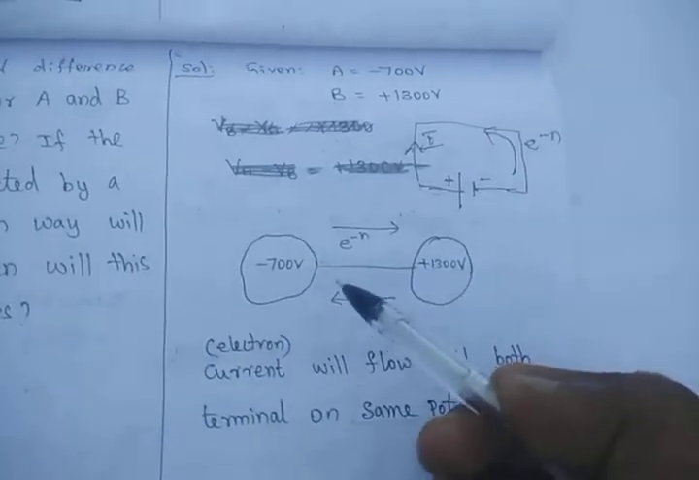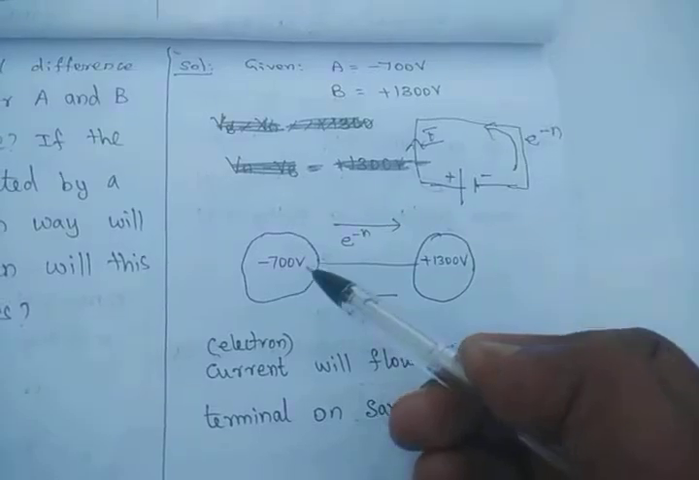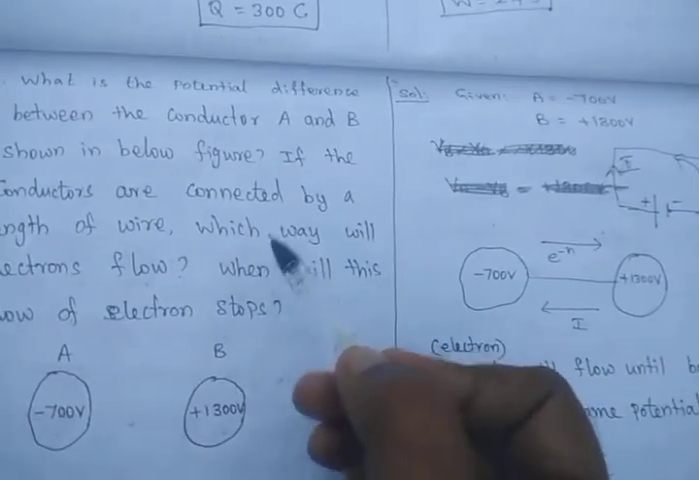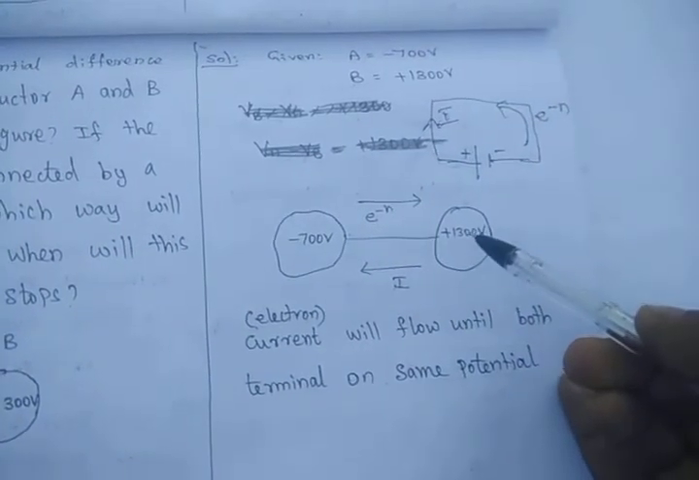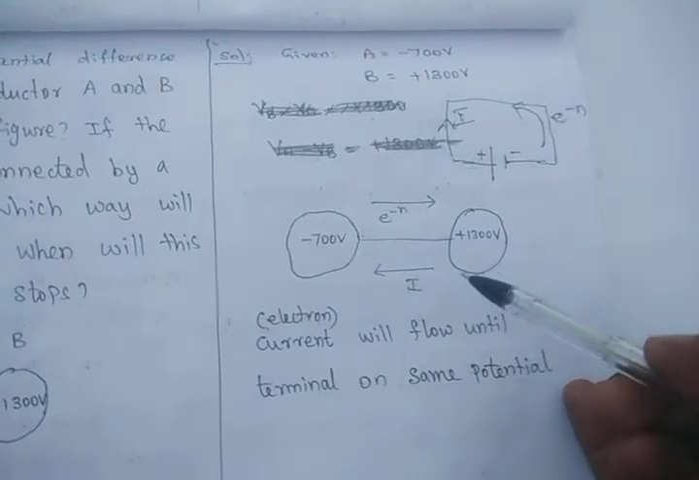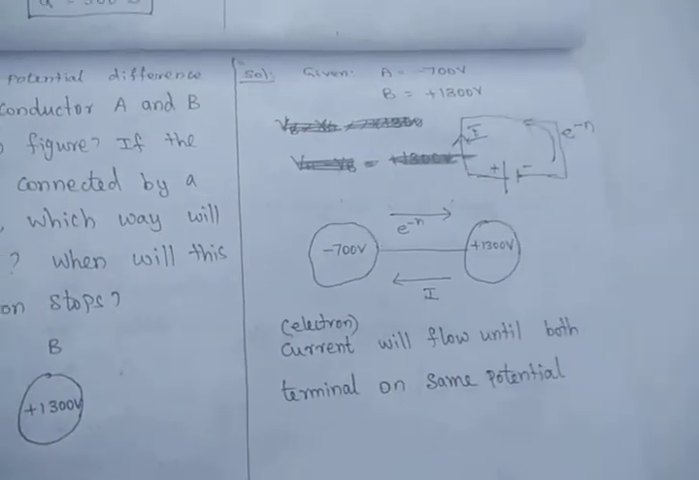Yes, come to our problem. From where to where will the electron flow? Which way will the electrons flow? Electrons will flow from negative potential to positive potential. The current will flow from positive potential to negative potential.